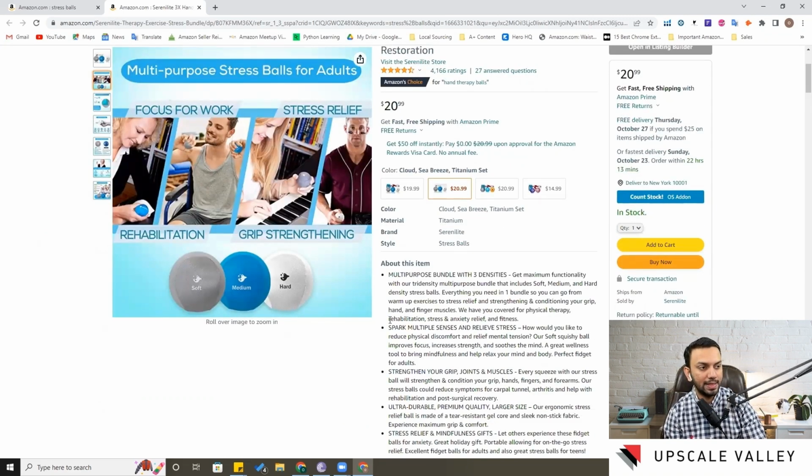Multi-purpose bundle with three densities. Okay, so this one has three densities. Spark multiple senses and relieve stress. Okay. Strengthen your grip, ultra durable, premium quality, stress relief, and mindfulness gift. Okay, so it can also be used as a gift. So this is the fifth component.